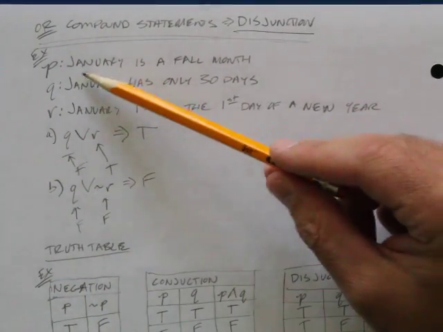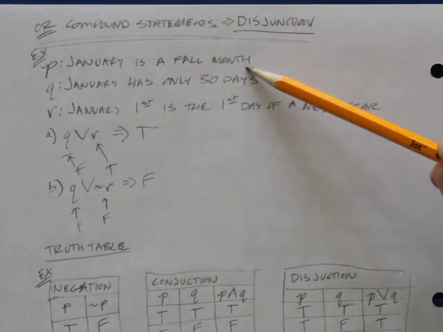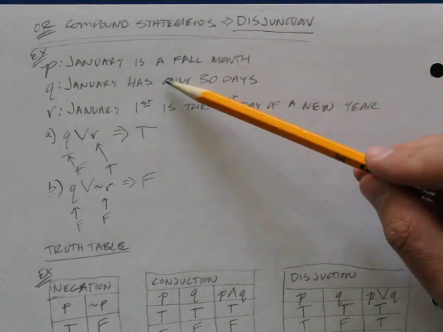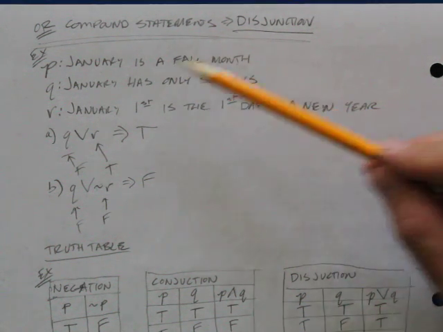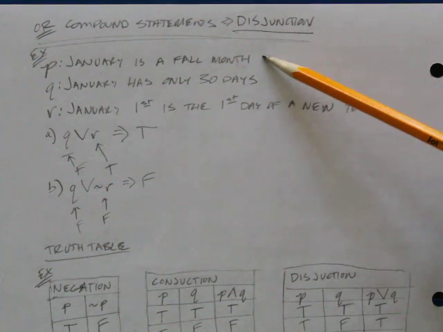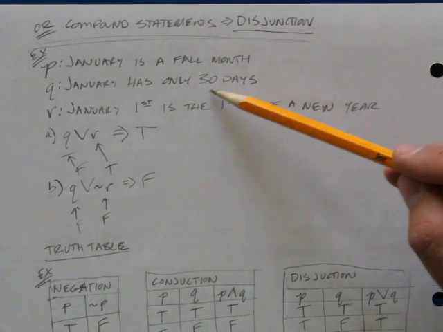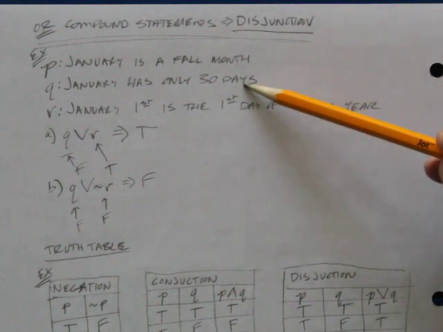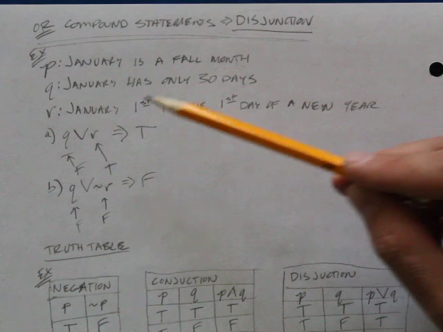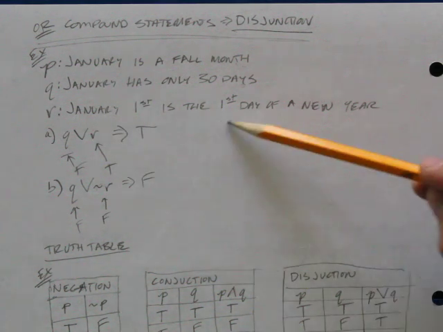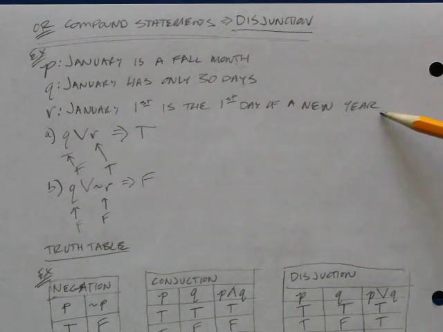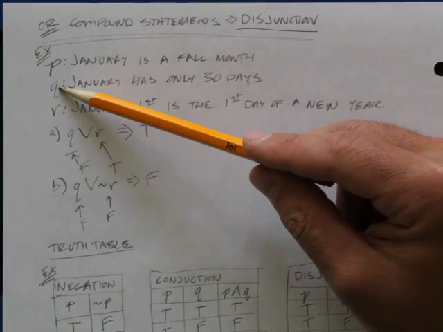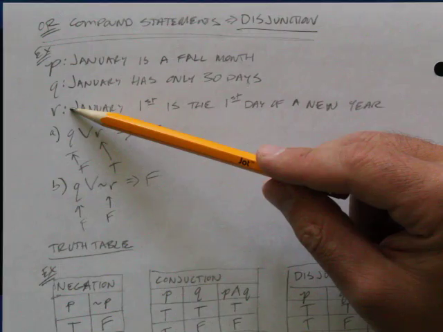So P, January is a fall month. That's not true, right? January is a winter month. January is a fall month, so that's going to be false. January has only 30 days. That was also false, right? January has 31 days. January 1st is the first day of a new year. That one's true. So we've got false, false, true. P is false, Q is false, R is true.